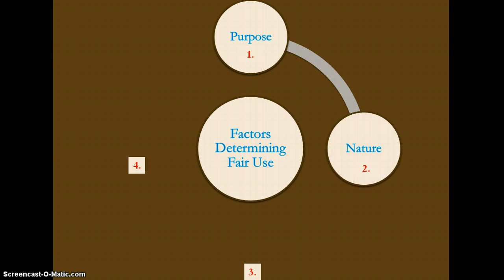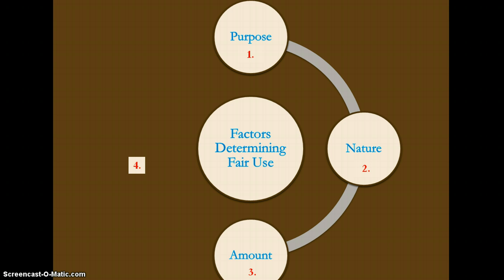The second factor to consider is the nature of the material. Is this information important in educating the student, completing the project, or doing research? The amount of material used from the original source plays a key component in determining fair use. If there is only a small amount used, which is not crucial to the new work, then you should be okay to look at the fourth factor.